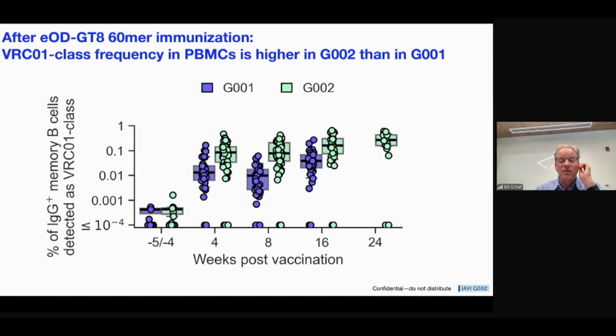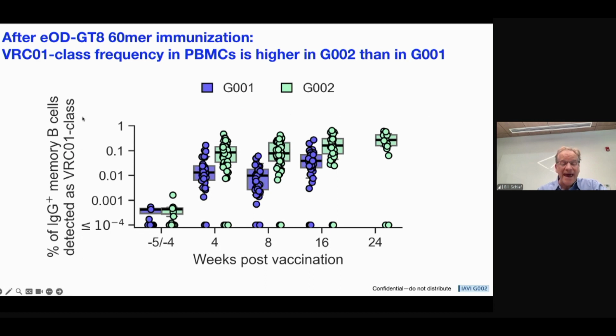So let's first look at the responses just to the priming immunogen. So I'm going to compare the results of mRNA vaccination in G002 to the data that we collected with protein plus adjuvant vaccination in G001. And what we're showing here is on the x-axis, it's weeks post-vaccination. Each symbol is a participant. G001 data is in blue, G002 data is in green.